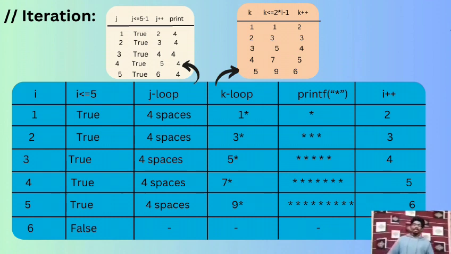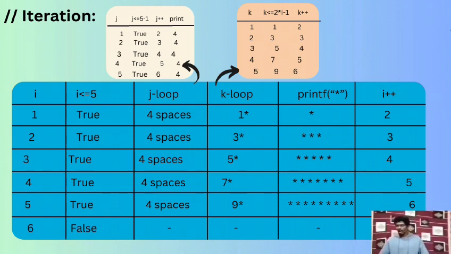And 3 is stored in i, and 3 is less than or equal to 5, which is a true statement, and the j loop is going to print 4 spaces, and the k loop is going to print 5 stars, and i is going to increment to 4. Again 4 is less than or equal to 5, which is true, and the j loop prints 4 spaces, and the k loop prints 7 stars, and i increments to 5. 5 is less than or equal to 5, a true statement, and the j loop prints 4 spaces, and the k loop prints 9 stars, and i increments to 6.